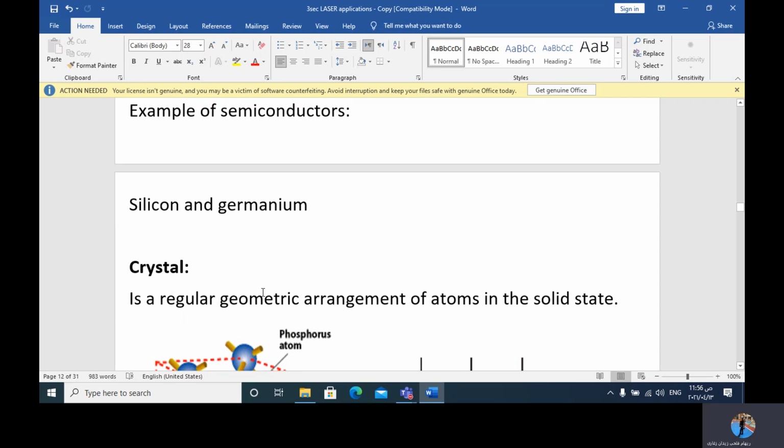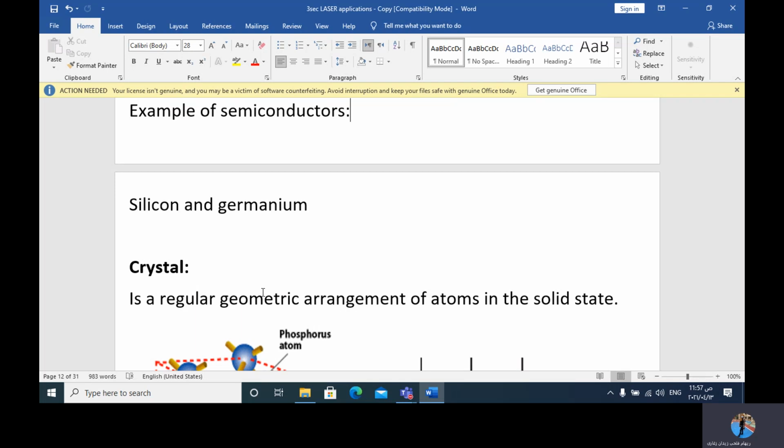Examples. On the periodic table, we have metals and we have non-metals. The metals are on the left-hand side of the periodic table, and the non-metals on the right-hand side. And in between, you have metalloids, or things in between, such as silicon and germanium. The silicon and germanium are between metals and non-metals, so we call them semiconductors. They are made of crystals because they are in solid state.